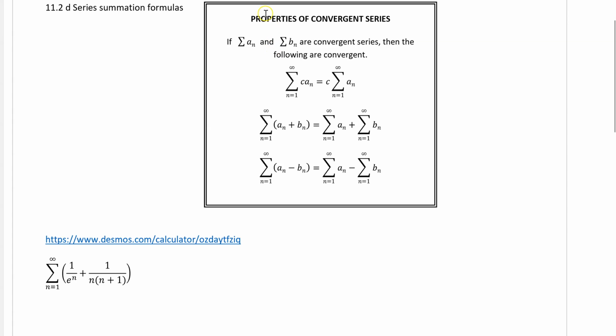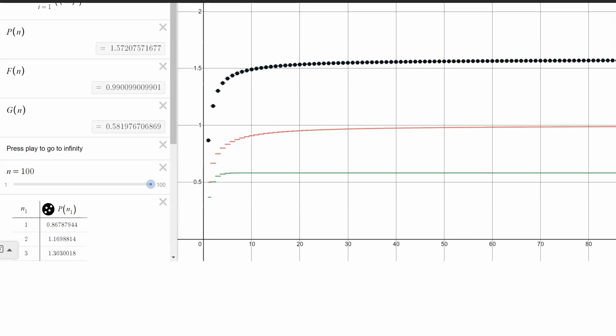All right, so we've already gone over the properties for our series, but these are ones for convergent series. If our a sub n and b sub n are both convergent series, then these are what we get. So it makes sense that we could add them or subtract them, or if there's a common factor, we could just factor it out.